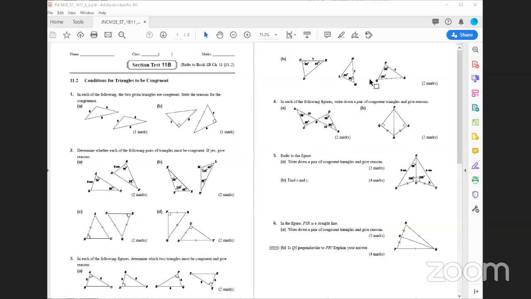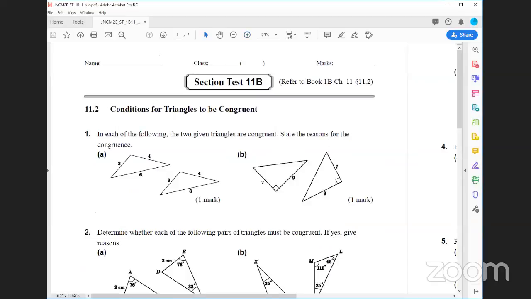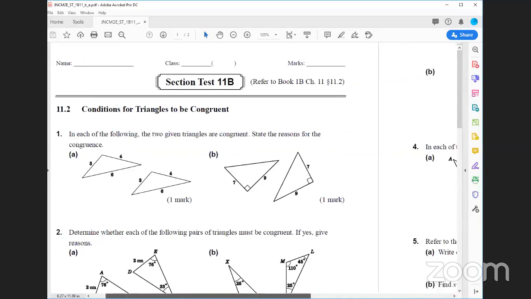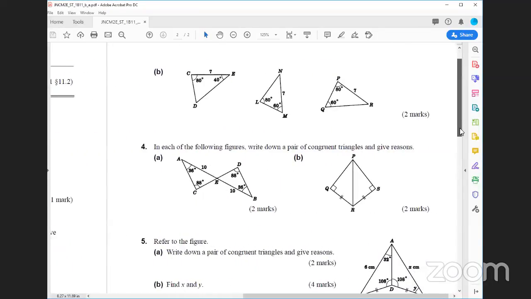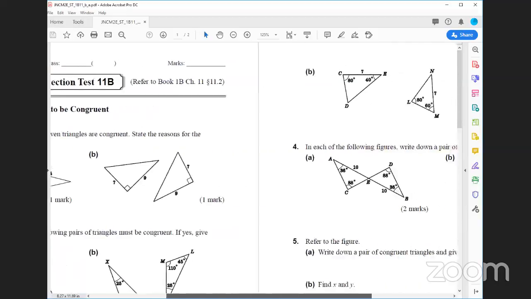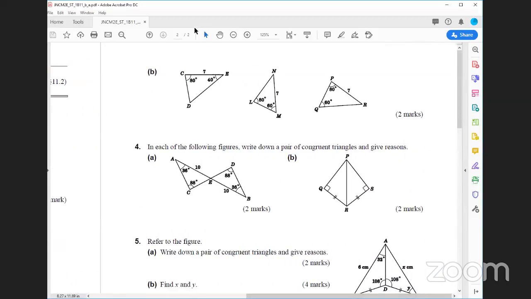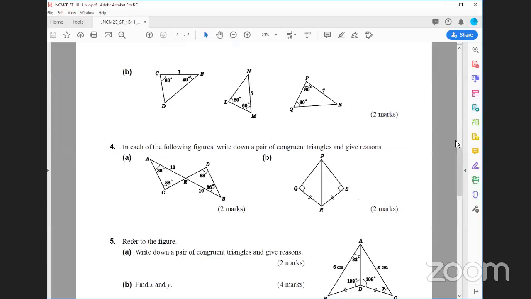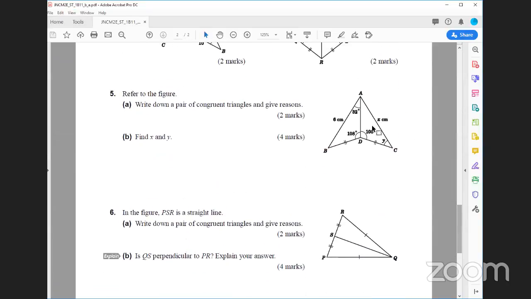5A, 5A. Okay, someone asked 5A. Now we can look at it together. I think you have finished the first page, right? Then in this way. Write down a pair of congruent triangles and give reasons.